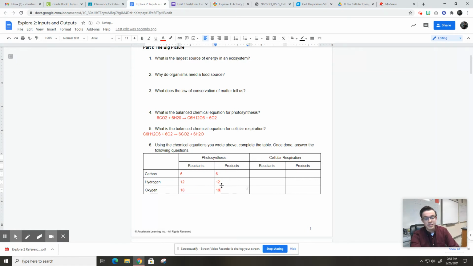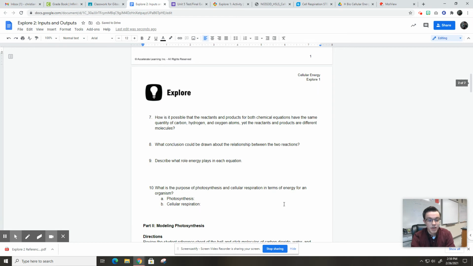And if you're ever balancing an equation and these numbers are different, then it's not balanced, okay? Because in order to obey the law of conservation of matter, you have to have the same number of each atom on both sides. And because cellular respiration is just the reverse of photosynthesis, as far as the equation goes, these numbers should be the same for cellular respiration. There we go.